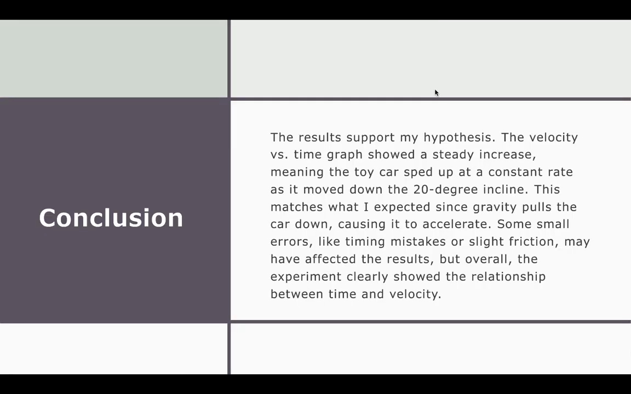Conclusion: in the end, my experiment supported my hypothesis. The car's velocity increased at a steady rate just as I expected. This happens because gravity pulls the car down the ramp, causing constant acceleration. So even with small errors, my results clearly showed the relationship between time and velocity for an object moving down an incline.